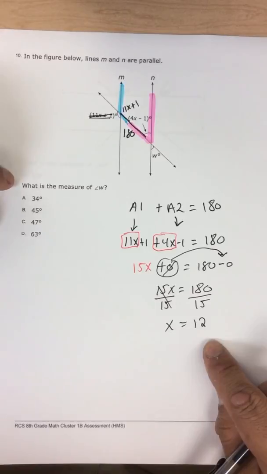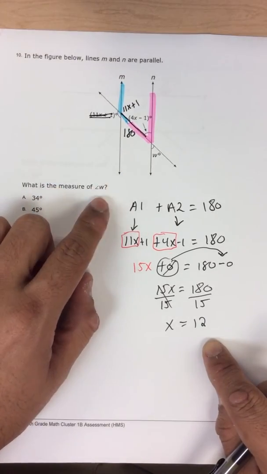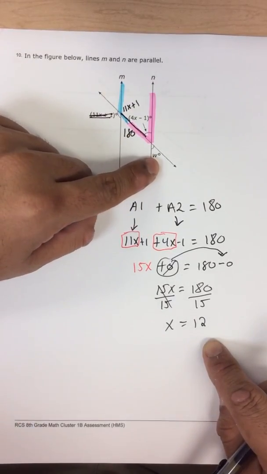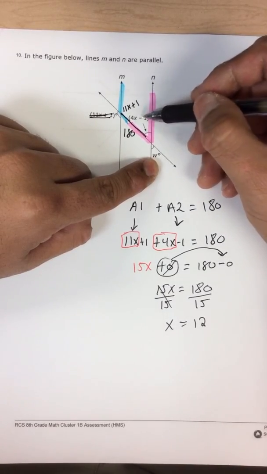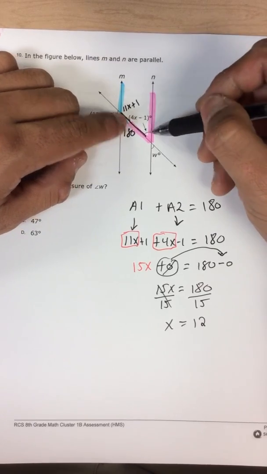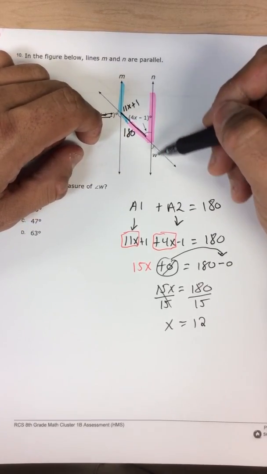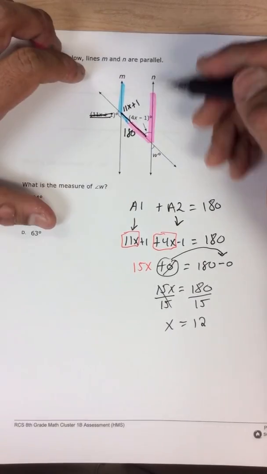Now, they did not ask for the value of X. They were asking for the measure of angle W. Now, if you notice, W is right here. So we know that 4x minus 1 is vertical to W. So if I can figure out what the measure of this angle is, which is the pink one, then I should be able to have the same angle value for W because they're vertical. So that means they're going to be the same.